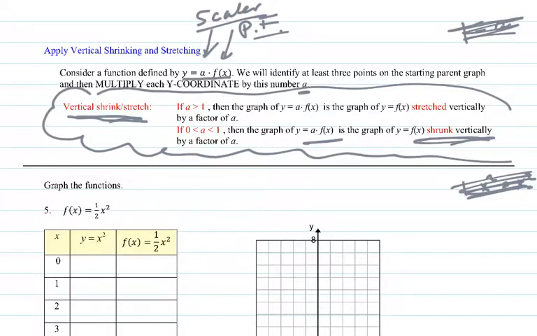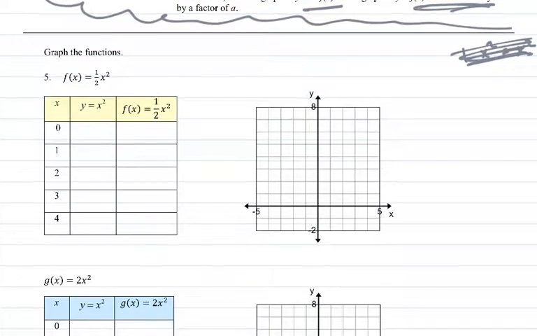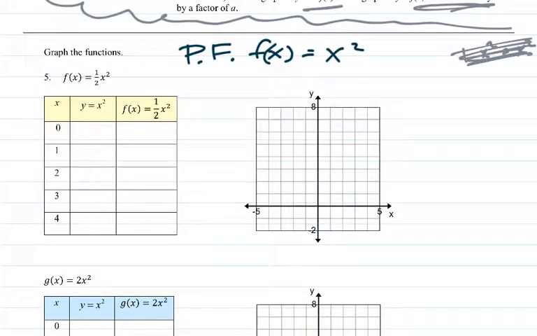All right, but let's look at our first example. So we're going to think about these functions. We have f of x equals 1/2 x squared. So our parent function here is f of x equals x squared. So we're going to find some values for that one first, and then we're going to multiply those values by 1/2 because that's what we're being asked to do. So let's square each of these. 0 squared is 0. 1 squared is 1. 2 squared is 4. 3 squared is 9. 4 squared is 16.